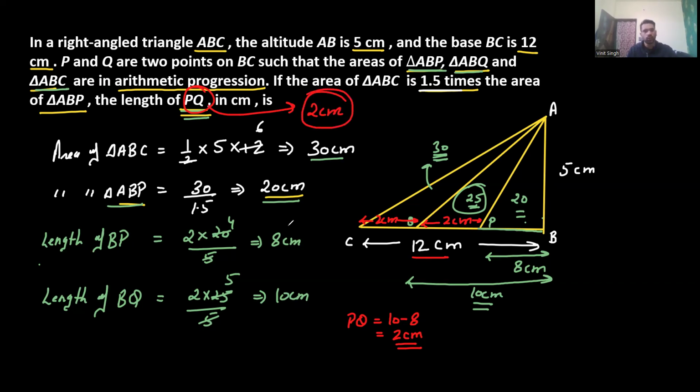I hope you understand the question. The question was very easy, but we took the points P and Q at a different place. That's why it became a somewhat lengthier solution. Otherwise, the question is very easy. Now, next question.